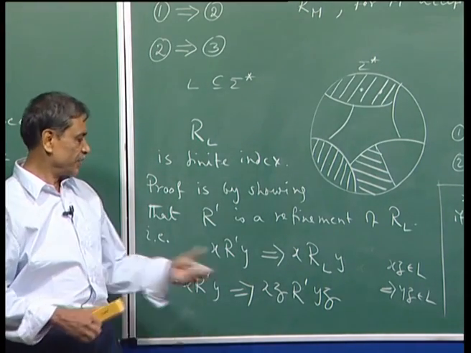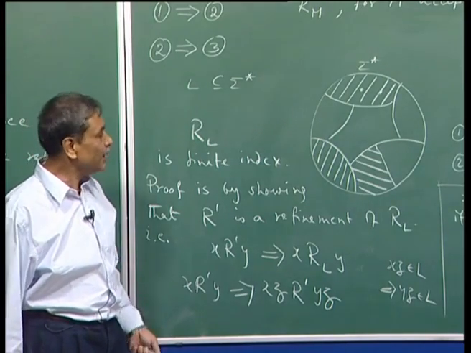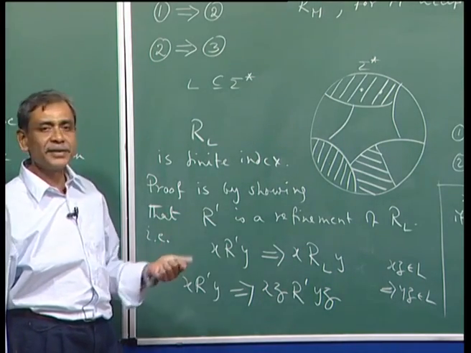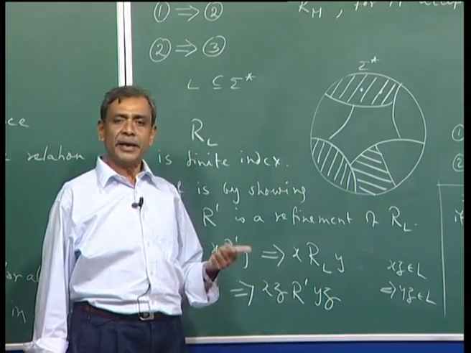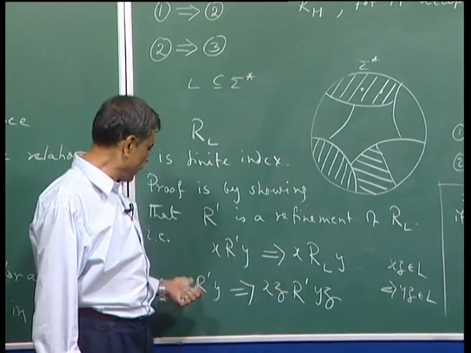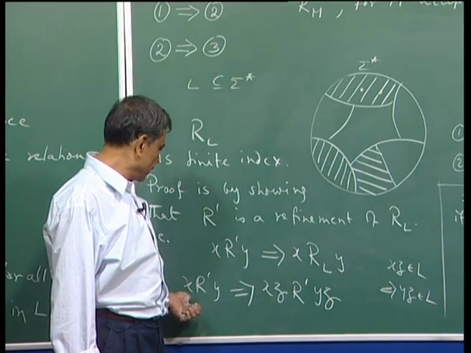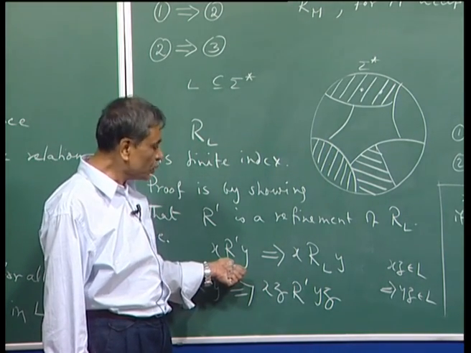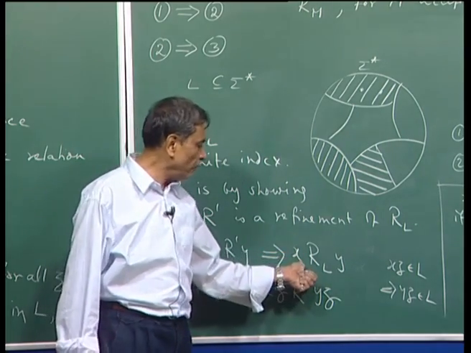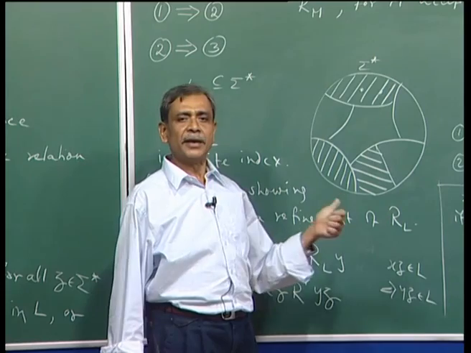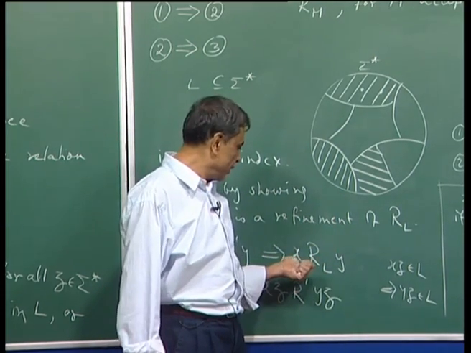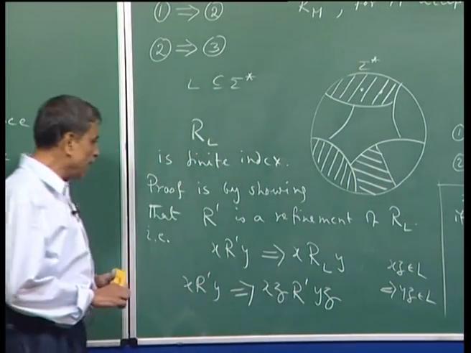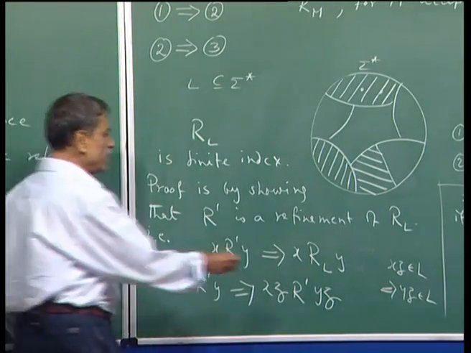Right. And of course, this is true the other way also: if you assume y z is in L, then the same argument shows that x z will also be in L. Therefore, if x z is not in L, y z also can't be in L. So, that shows that whenever x is related to y by this R dash, I can find no z such that exactly one of x z and y z is in the language, the other not in the language. Therefore, clearly x is related to y by R L as well, and that proves that R dash is a refinement of R L.